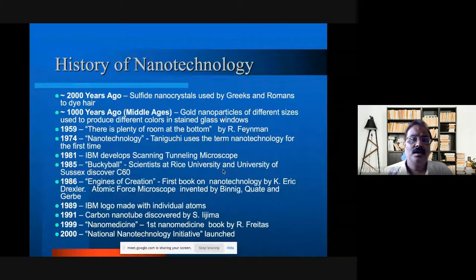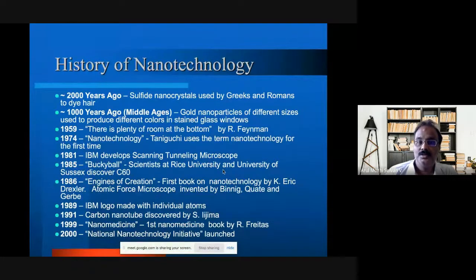Before 1000 years ago, gold nanoparticles of different sizes were used to produce different colors in stained glass windows. So this was again interesting, but by that time they did not know that this is nanotechnology, but they used it. But now, because we have characterization studies and equipment available to characterize nanoscale, we are able to understand what the development of nanotechnology is and how it has performed.